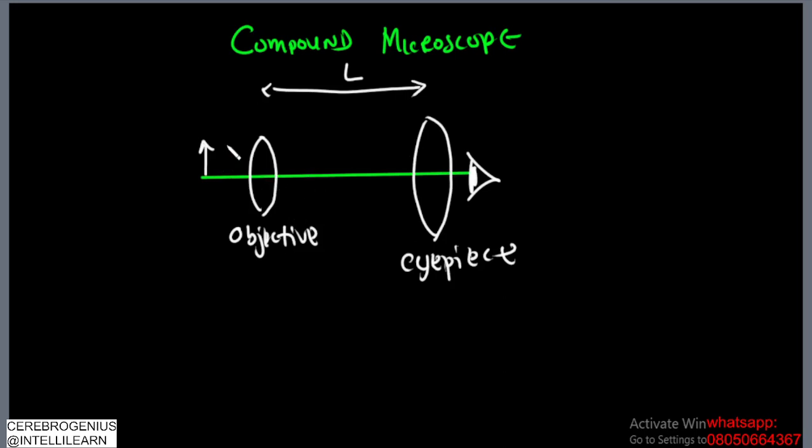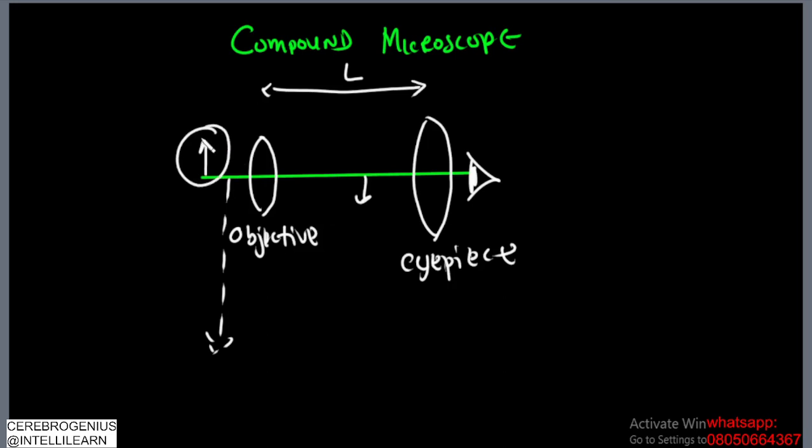Now when the objective forms an image, we are going to place our object so that it forms a real image somewhere around here. Then the eyepiece forms a virtual image of this somewhere around here. So the virtual image is going to be behind the object. So this is the setup for a compound microscope.